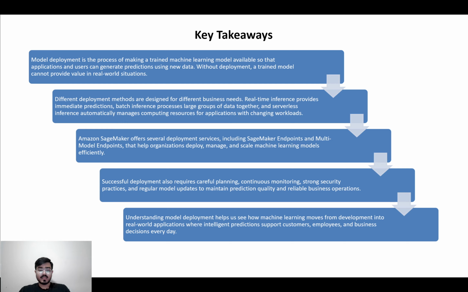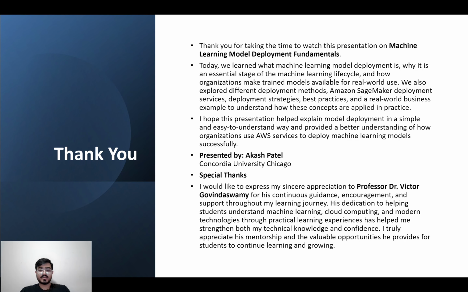After that, we learned about Amazon SageMaker endpoints. We also discussed multimodal endpoints, and then we looked at deployment strategies and learned why organizations carefully test and release new models before making them available to all users. Finally, we discussed several best practices including testing, continuous monitoring, security, automatic scaling, and regular model retraining. Together, all of these concepts help organizations build machine learning systems that are reliable, secure, scalable, and ready for real-world applications. So this brings us to the end of my presentation on machine learning model deployment fundamentals.